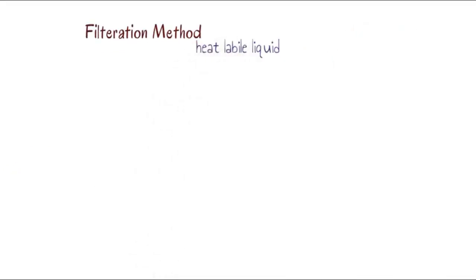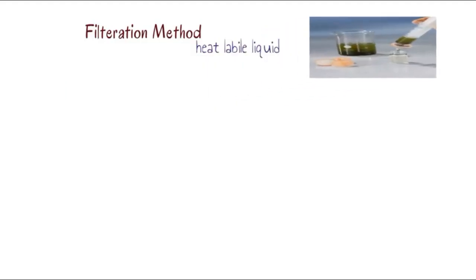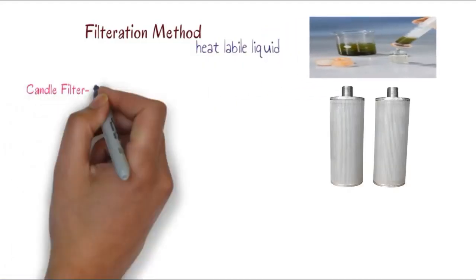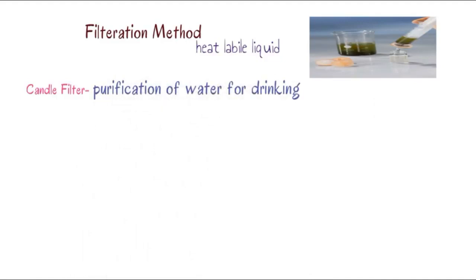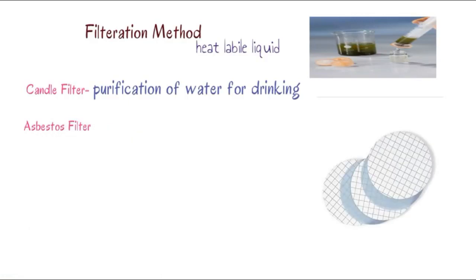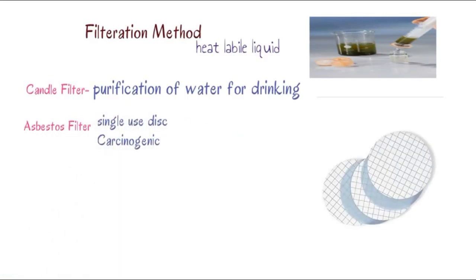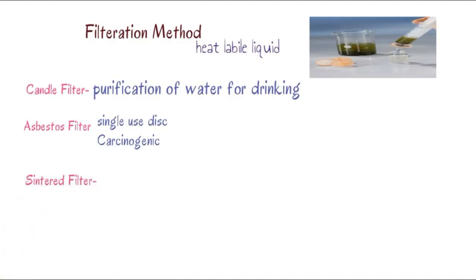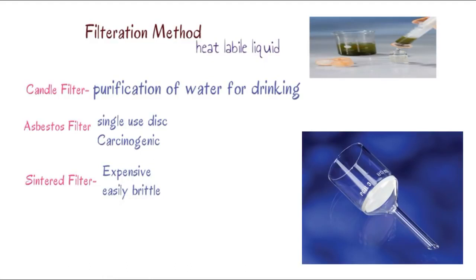It is basically used for liquids which may degenerate at high temperature. So we use this filtration method, in which we have the candle filter, which is mainly used in the water industry for drinking water purification, such as RO. Another is the asbestos filter. It is carcinogenic and a single-use disc, rarely used in the laboratory. Another is the sintered filter. It is easily breakable because it is made of glass, and it is very expensive also.